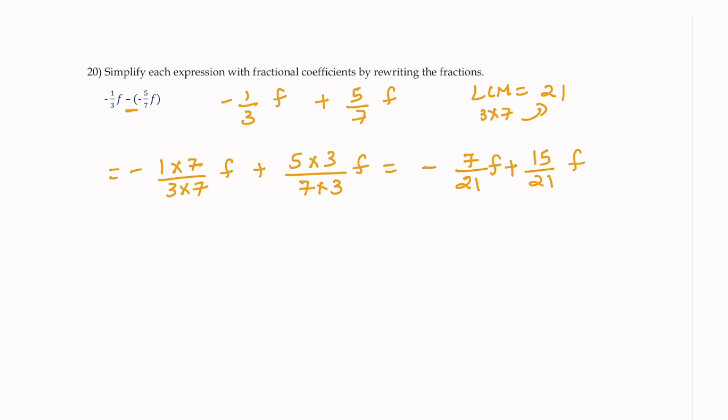Now 15 and 7, so that's basically minus 7 plus 15 over 21f, which is equal to larger minus smaller. 15 minus 7 is 8 over 21, and that's f. It's going to be positive because 15 is larger and has a positive sign, so that's the answer.